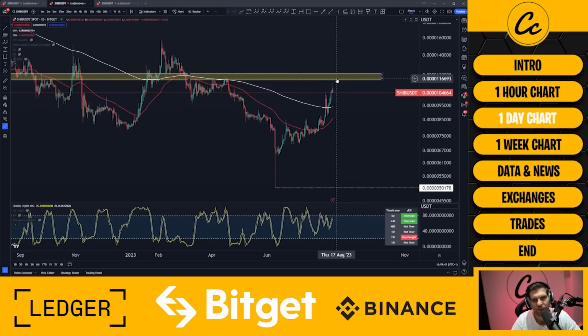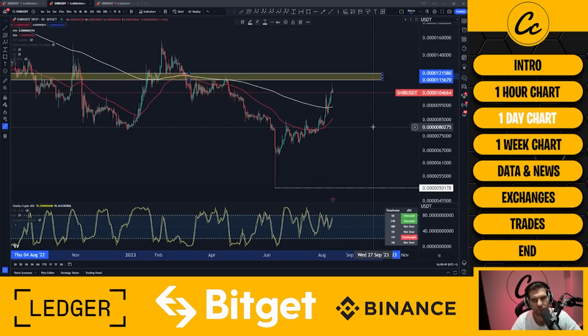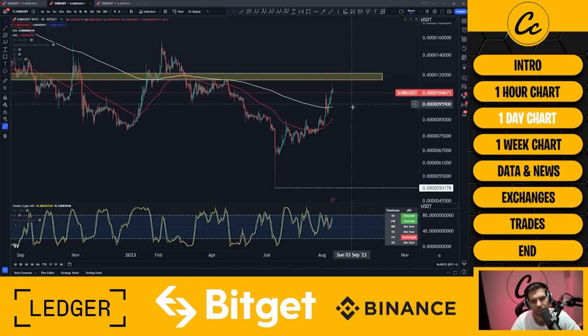I do suspect we have a little bit further to the upside to kind of be halved, but expect rejection specifically from this area of resistance at 115,670 to 121,580, right? That's going to be the obvious area that we're going to be looking at for rejection.